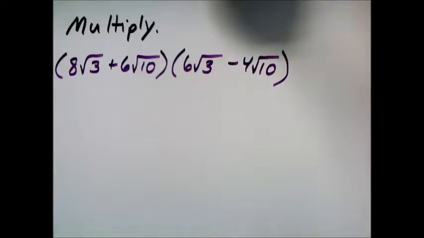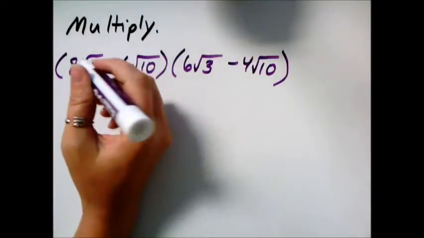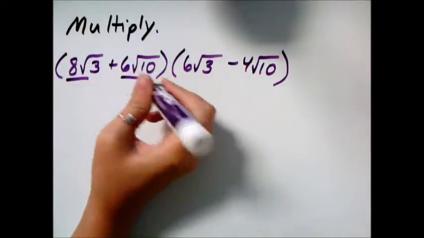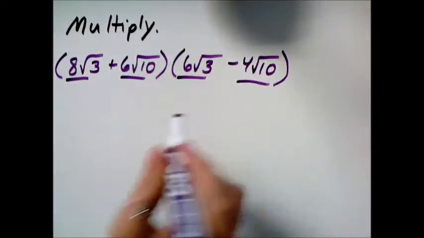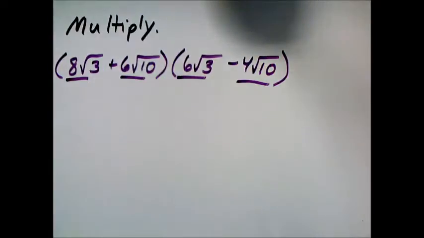Here we're going to look at multiplying two binomials, and they also involve square roots. So first off is noticing this is FOIL. See how this is one term, this is one term, this is one term, this is one term. So we definitely have a clear first, outside, inside, last.